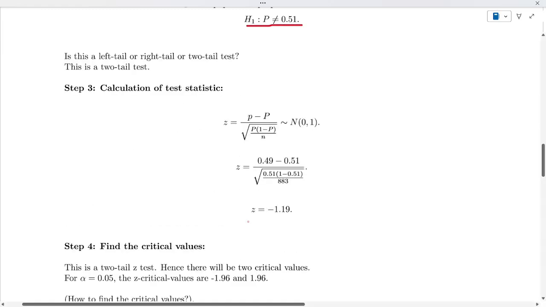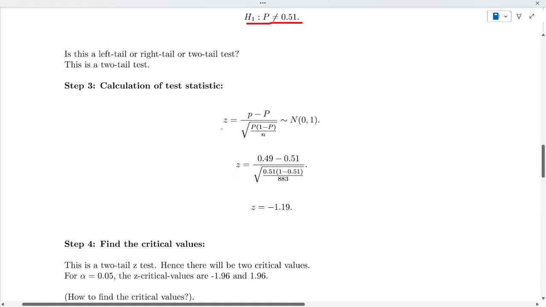Now in step 3, we go and calculate the test statistic. This is the formula of the test statistic: small p minus capital P divided by the square root of capital P into 1 minus capital P divided by n. And this test statistic Z follows a normal distribution with parameters 0 and 1. We substitute the values of small p and capital P in the formula of test statistic Z, and when we simplify it, we get Z equals minus 1.19. So this is our calculated test statistic, minus 1.19.